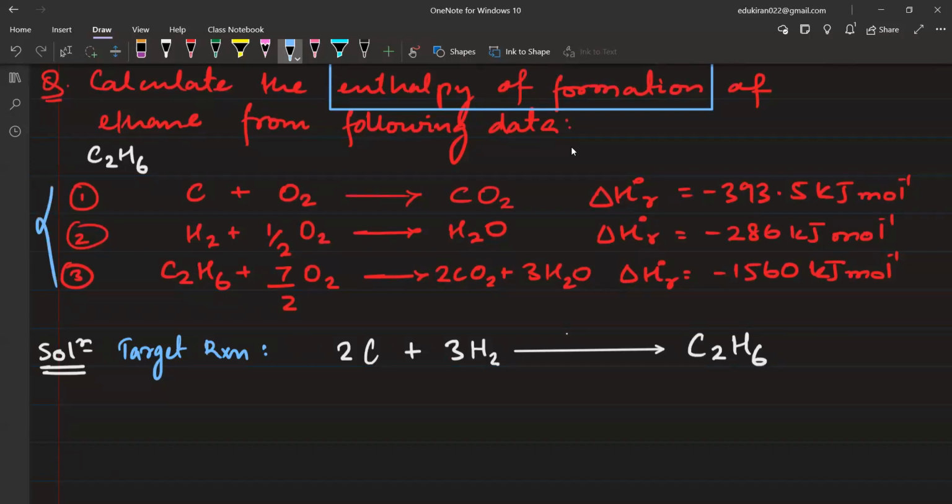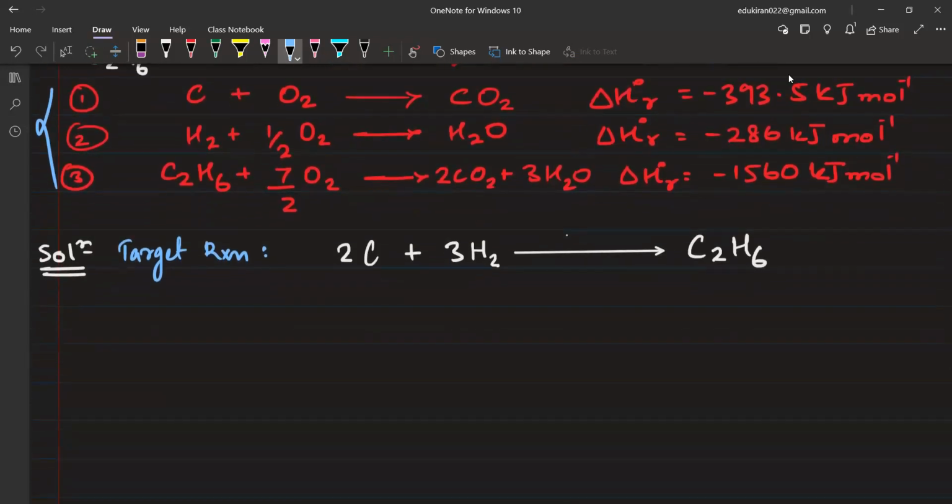Now we will arrange the given data. What we will do? We will arrange the given data in such a way that it forms the target reaction. कैसे करना? बहुत ही आसान है। We will first of all start with carbon. You look at reaction number 1, reaction number 2, reaction number 3. ठीक है? Do you see carbon in any one of them? 1, 2, 3 में कहीं आपको कार्बन सिर्फ C दिख रहा है?